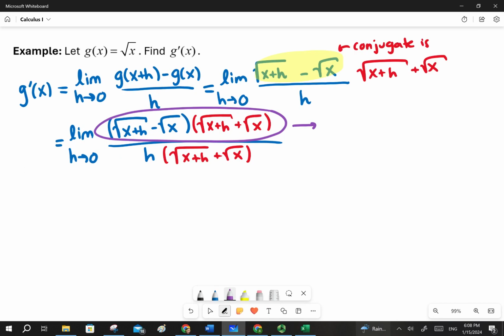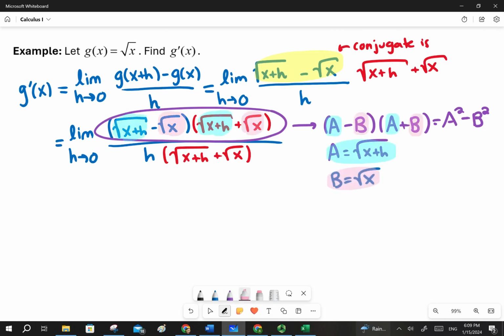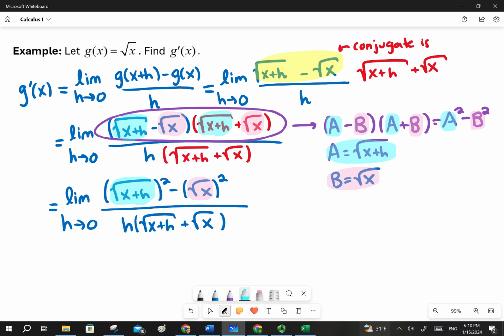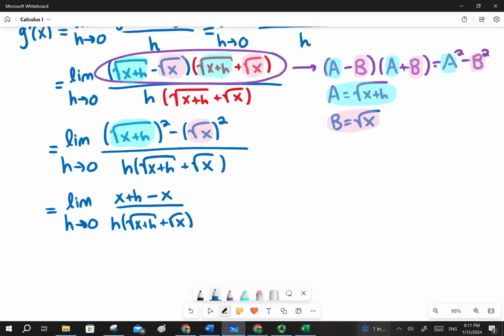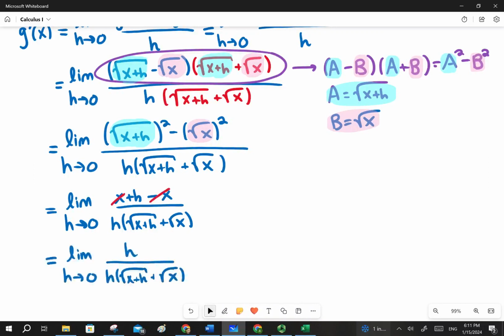Since the numerator has the form a minus b times a plus b, which is the factorization of a difference of squares, a squared minus b squared, we can use a equals the square root of x plus h and b equals the square root of x to quickly simplify the numerator to the square root of x plus h squared minus the square root of x squared, which equals x plus h minus x, which equals h.